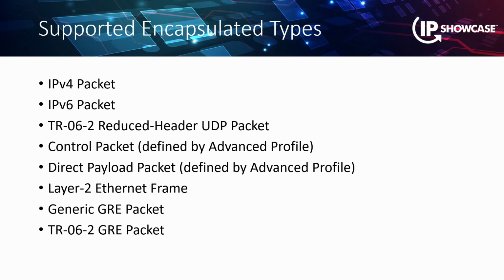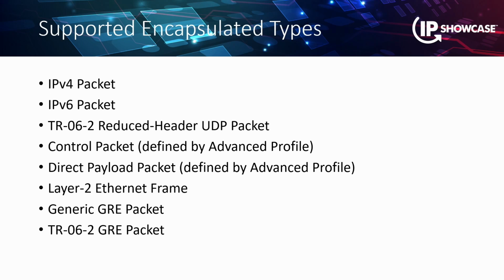What can you encapsulate there? We have a definition. You can encapsulate an IPv4 packet, an IPv6 packet, a reduced overhead packet from TR-06-2 main profile, a control packet, which we define, and a direct payload packet, which we define. If you don't like the tunnel, you can map the media directly in there, and then the hacker cannot do anything. Actually, we can never say that. They take it as a challenge, right?